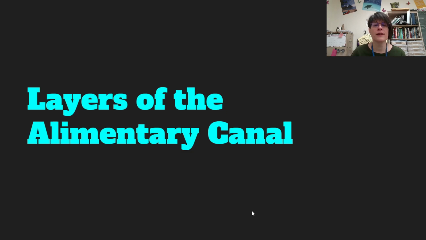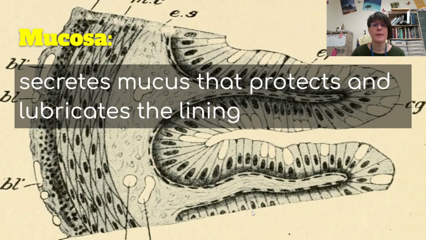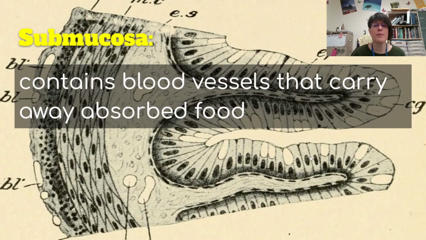So let's take a look at the layers of the alimentary canal. The first layer is the mucosa. This secretes mucus that protects and lubricates the lining. So the mucosa is the very outside layer here. That is the mucosa. And like I said, it makes it slippery so food goes through easier. There's the submucosa below the mucosa. It contains blood vessels that carry away absorbed food. So right here, just under the mucosa, is the submucosa.